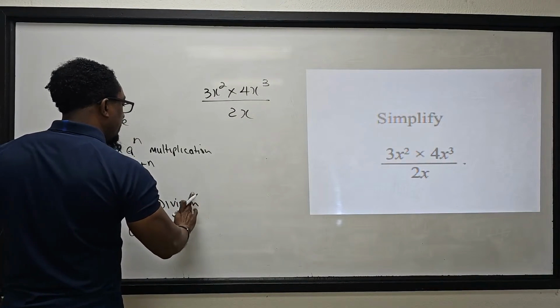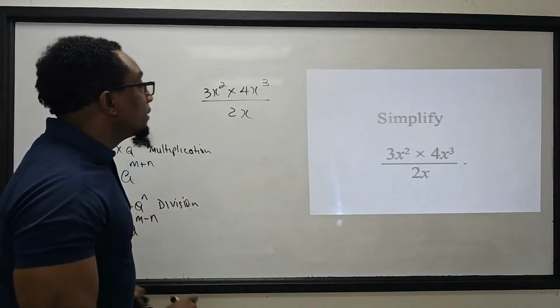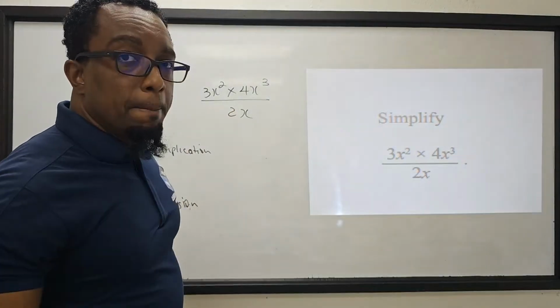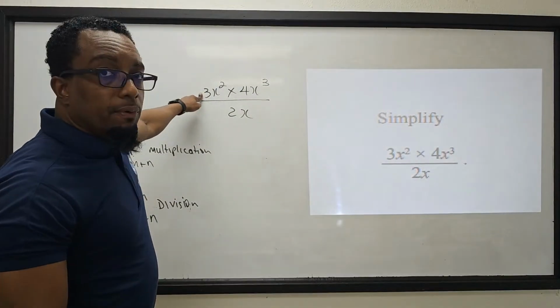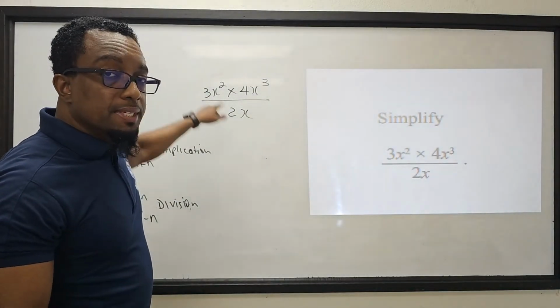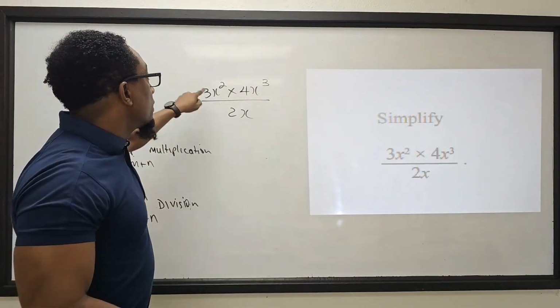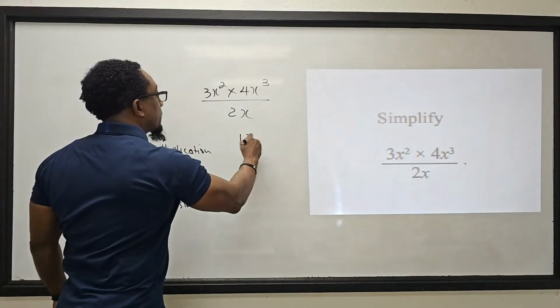So let's apply both multiplication and division to that question. So I'm multiplying my numerator. I can multiply 3 and 4, which are coefficients. We call them coefficients. They exist in front of the variable x. 3 by 4 will give me 12.